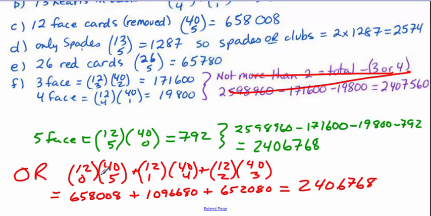So the other possibility here is that I look at the positive cases: the case where I have 0 face cards and 5 others, 1 face card and 4 others, 2 face cards and 3 others. And of course, they add up to the exact same number as you would hopefully expect they should.